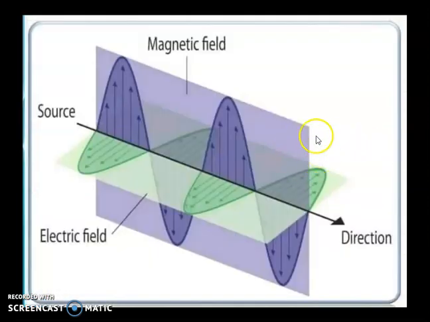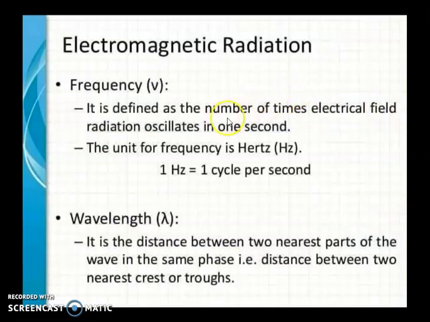So look at this picture, see the magnetic field. This is the direction of propagation and this is the electric field. Both are perpendicular to each other. Now friends, for electromagnetic radiation you have to define the frequency. Frequency is defined as the number of times the electric field oscillates in 1 second. The unit of frequency is hertz, 1 hertz is 1 cycle per second.